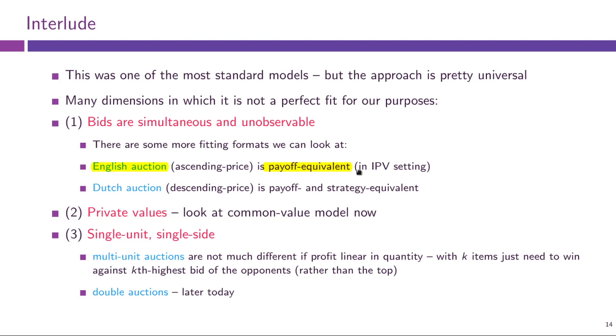So the item goes to whoever values it the most, which is what we want to see in the real market. Now, English auction will give you the same outcome, it'll give you the same expected payoff, so it's not much different from the first price auction.